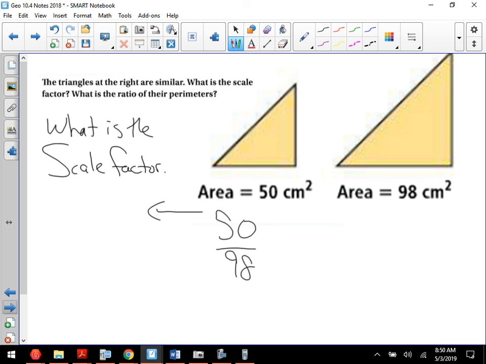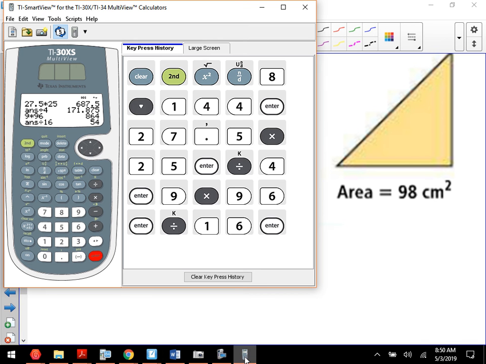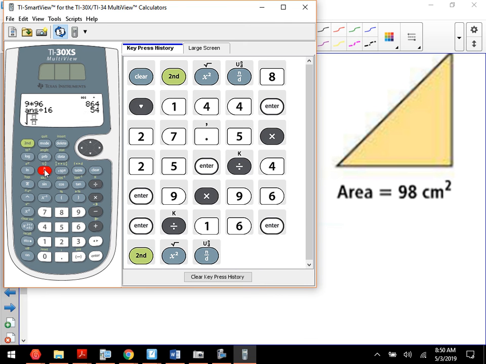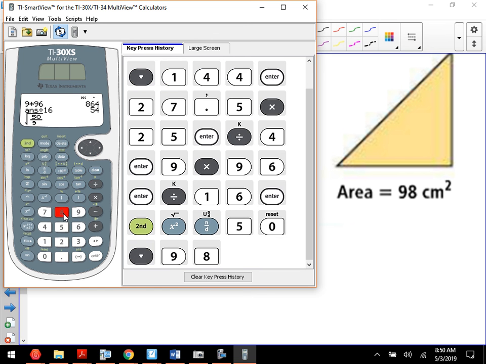And I'm going this way, which means what do I have to do to that? The square root. So again, in the calculator, you just got to put square root, fraction bar, 50 over 98. What's the scale factor? 5/7. The tricky part, when we throw in volumes, is you have to know how to take a cube root. And we'll do that.